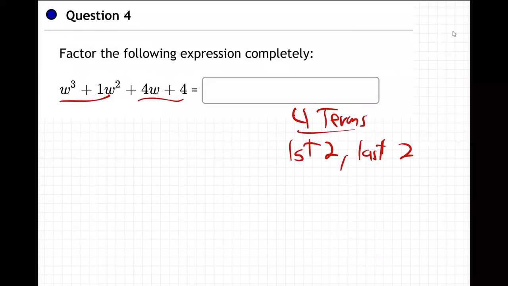Okay, so what do the first two have in common? Do you see that they have w squared? Not just w, right? But w squared. So whenever they have the same letter, we take out the lower power because that's what they have in common. What goes on the inside? Well, w squared times w and w squared times 1.